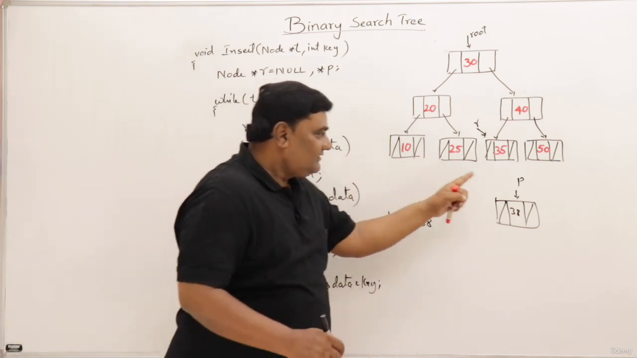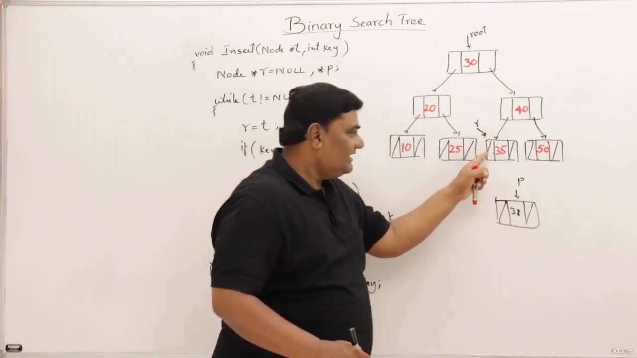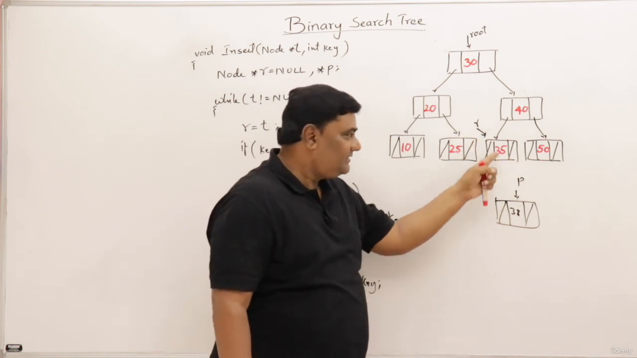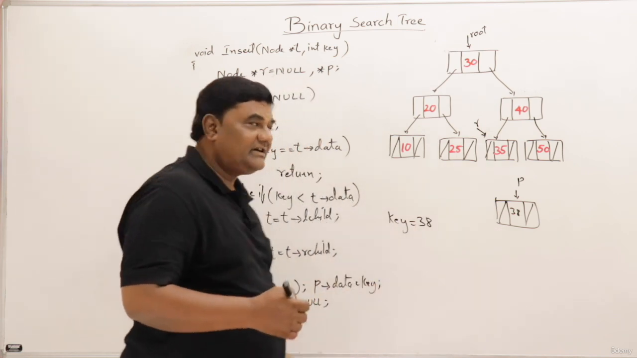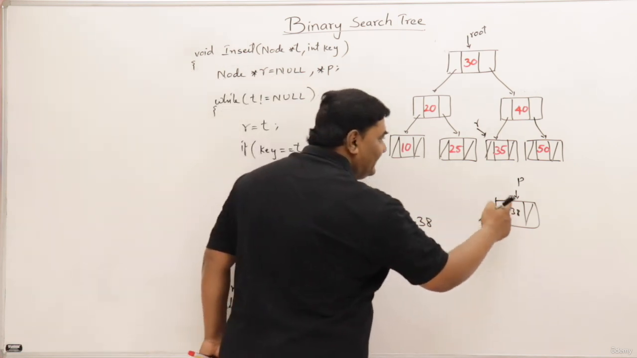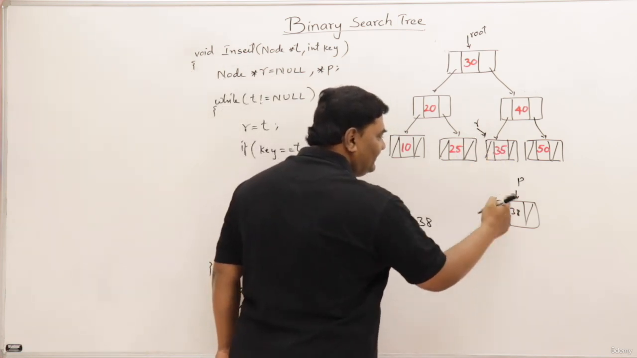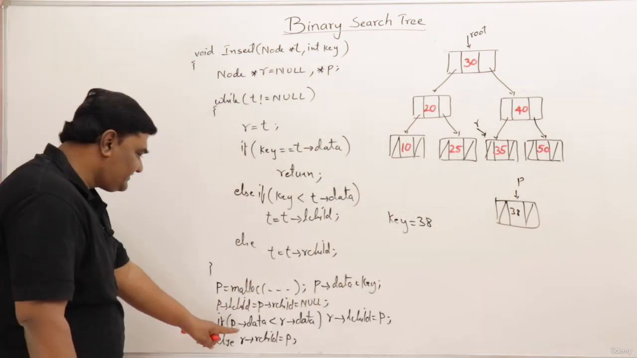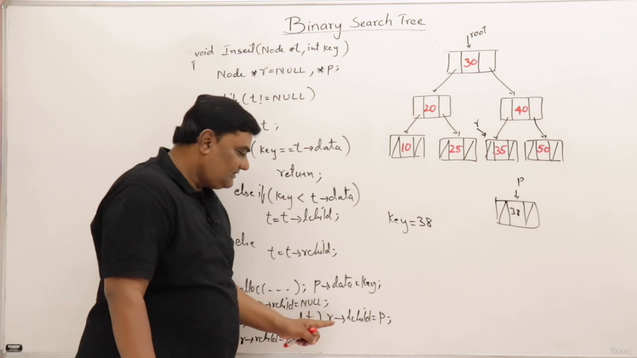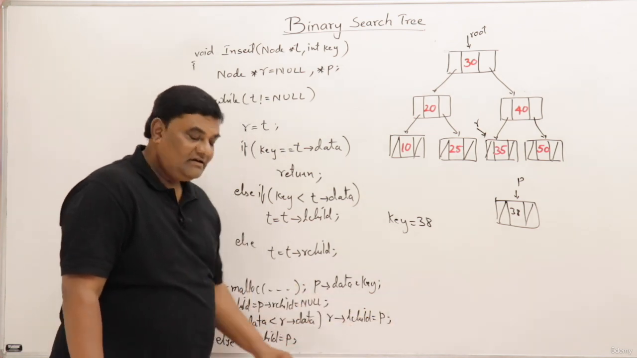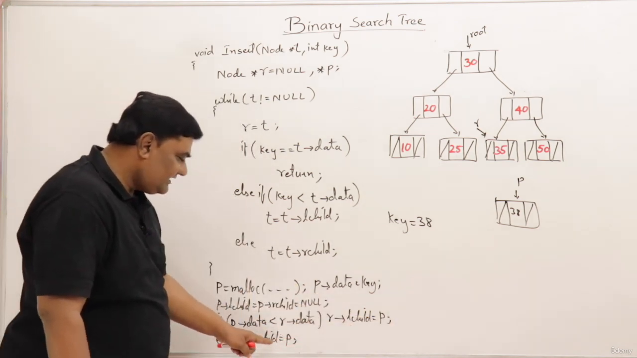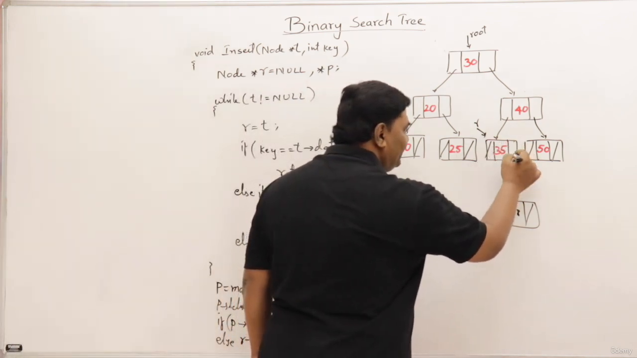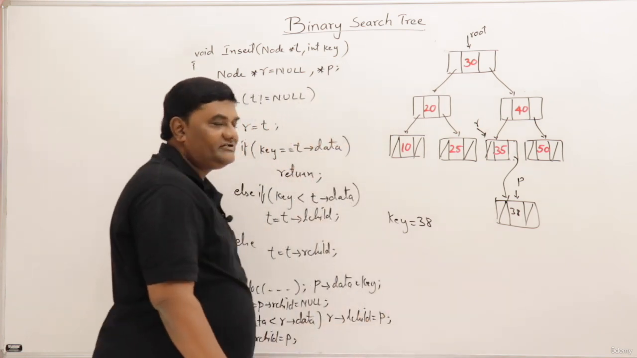Then this P should be linked as a left child or right child, so I should check it again. As per my example, it comes as a right child, but before linking, I should check it. If this key is less than R's data, it should come as the left child. Otherwise, it should come as the right child. So here I will write the code. If P's data is less than R's data, then R's left child should be P. Otherwise, R's right child should be P. So check once again and connect it. This will be connected to this node as a right child.